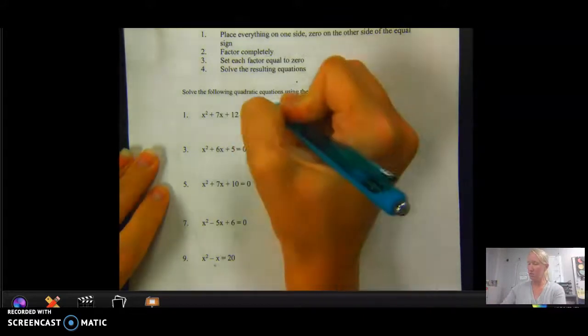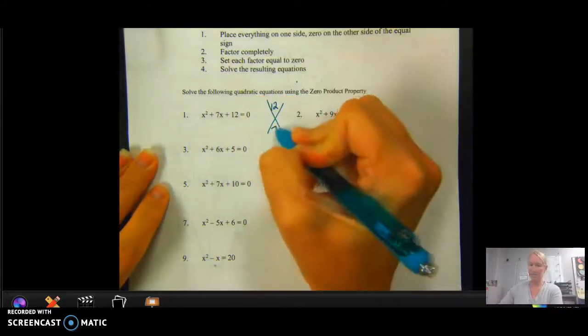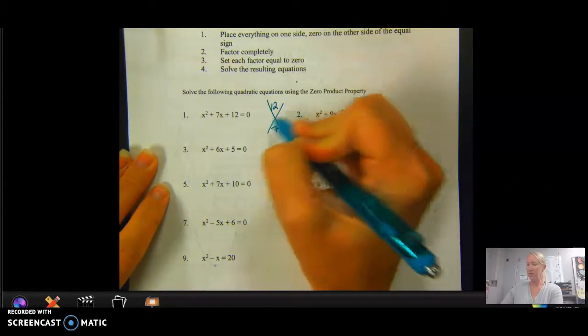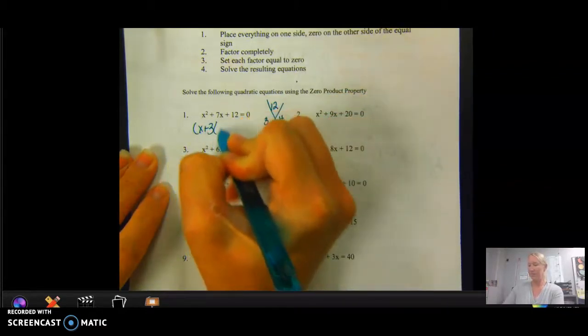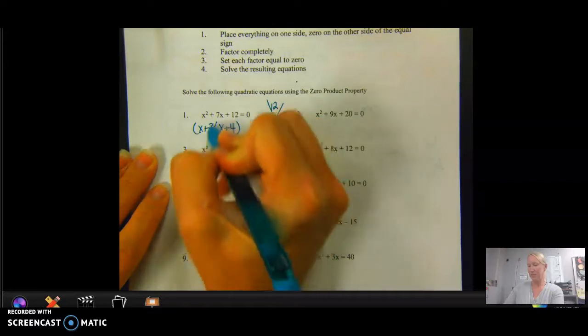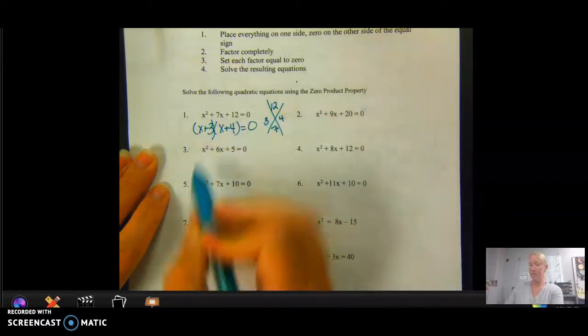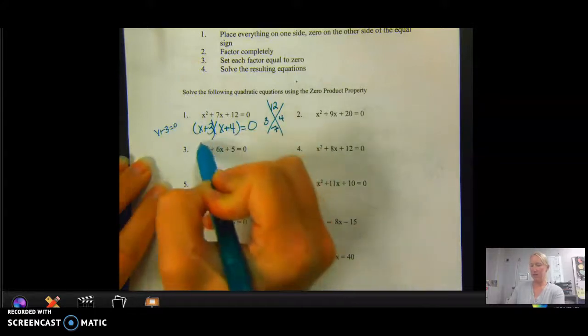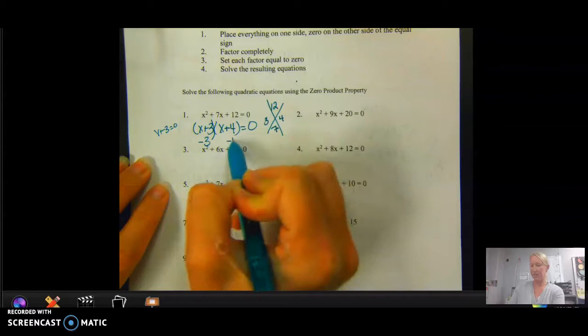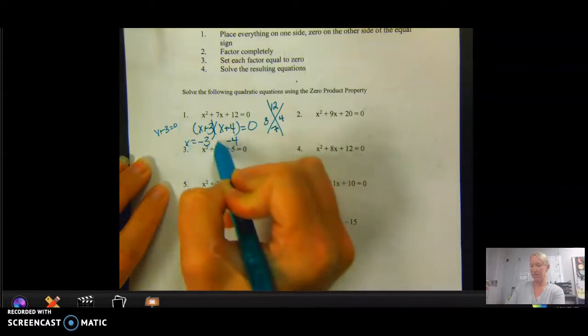Crisscross. When I multiply, I want 12. When I add, I want 7. So that would be 3 and 4. So I get x plus 3, x plus 4. Make sure you're taking these notes along with me. When I set each equal to 0, so x plus 3 equals 0, it's just going to be the opposite of that guy. So negative 3 and negative 4. So x equals, x equals.